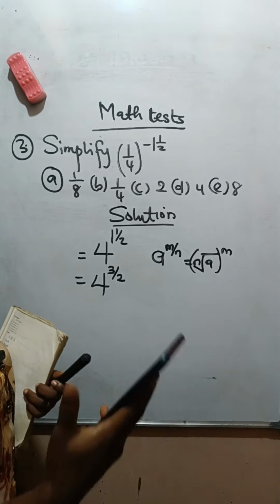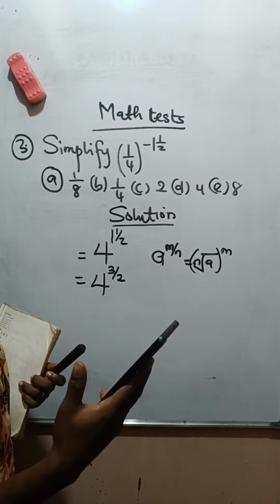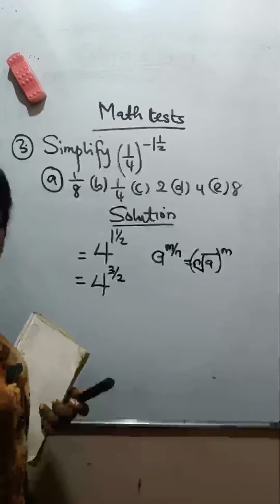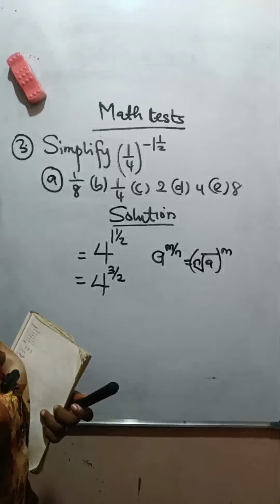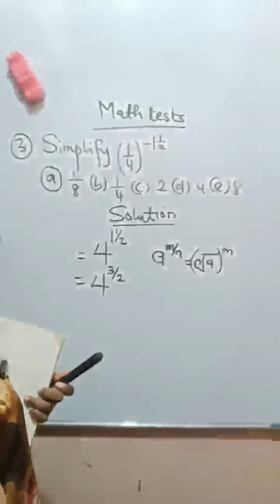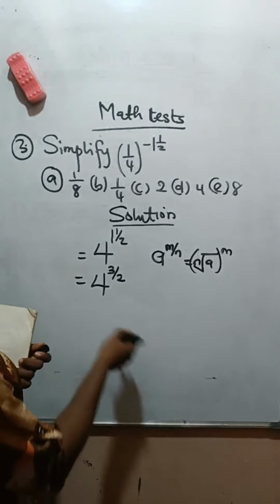So someone is asking a question. Ma'am, 0 over 2 is equal to what? Any number you're dividing by 0 is 0. 0 divided by 2 is 0.